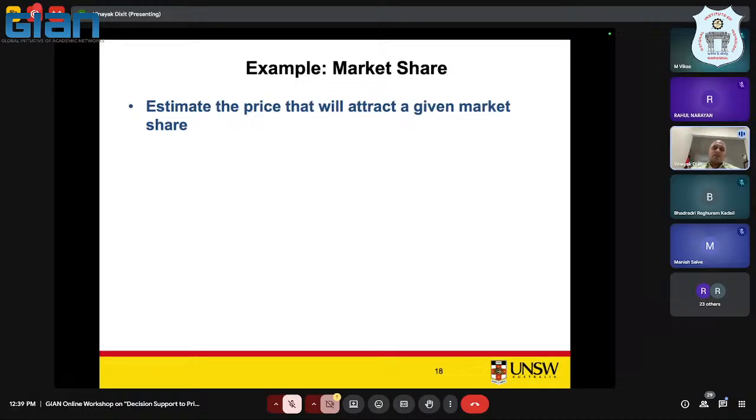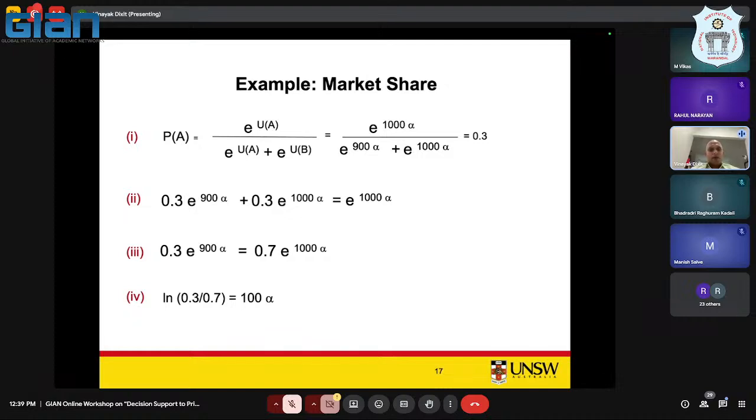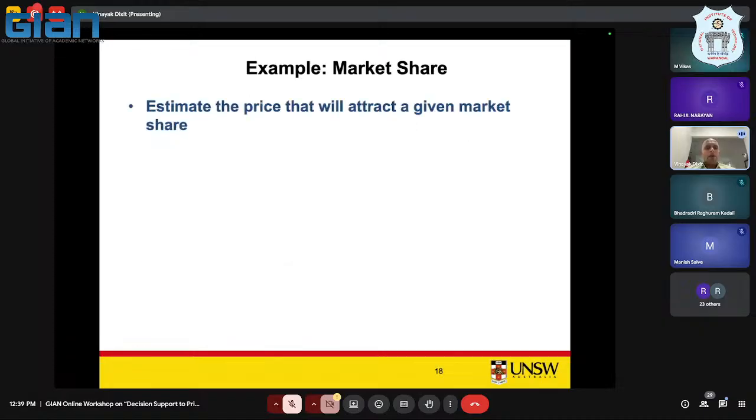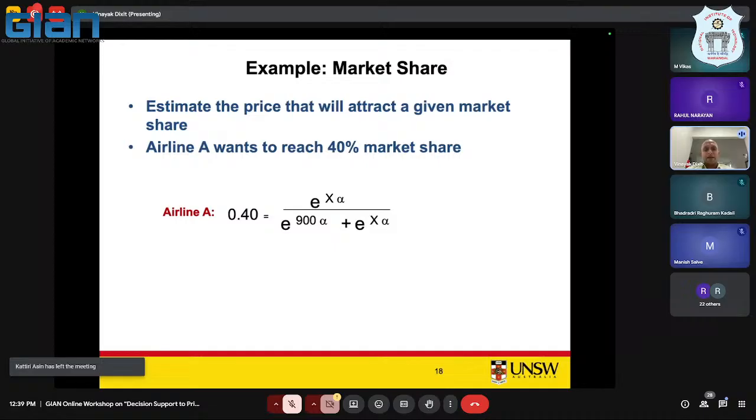Now the second question is, let's estimate the price that will attract a given market share. So this is always a question. Based on current data, we have estimated alpha. Now, given this alpha, we need to figure out how we can get a 40% market share. I want to increase my market share by 10%. So what should my price, X, be?